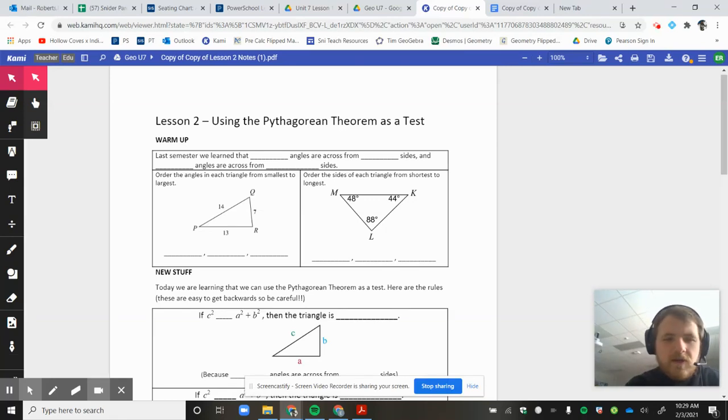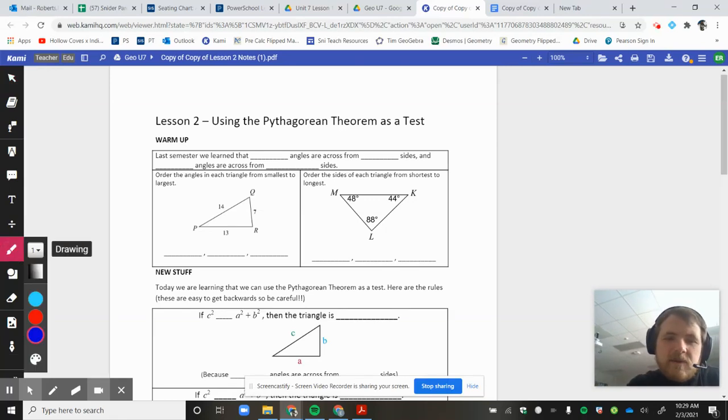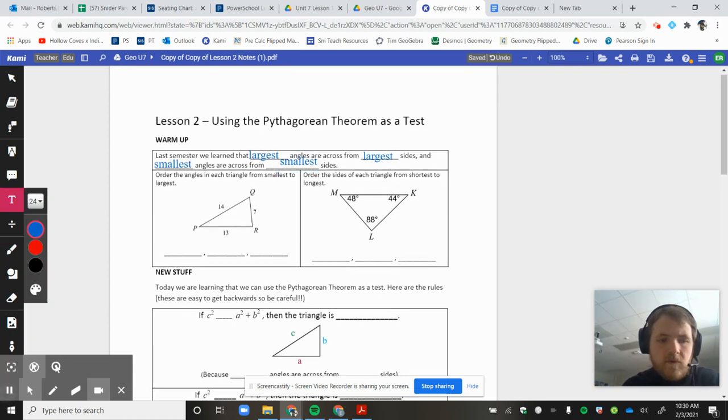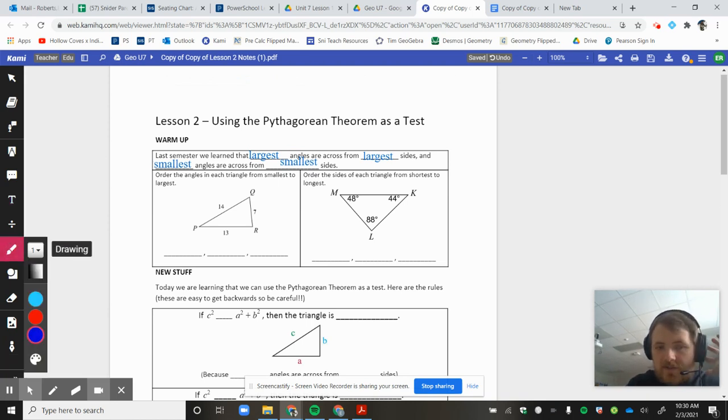Alrighty, so a little bit of review for a second. Last time, remember we learned that the largest angles are across from the largest side, okay? And the smallest angles are across from the smallest side. So if I'm trying to order the angles in this picture from smallest to largest, P is opposite of the smallest side, so P is the smallest. R is opposite of the largest side, so R's gotta be the biggest, forcing Q to be in the middle, okay? It works both ways.